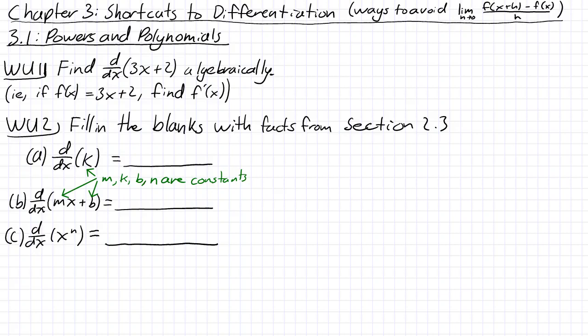Hello and welcome to the first section in Chapter 3. So Chapter 3 is about shortcuts to differentiation. That is the name of the chapter, and it's a good chapter title because it's shortcuts: you can avoid doing derivatives algebraically, meaning using this limit definition of the derivative, the limit of the difference quotient as the change in x, or h, approaches 0.